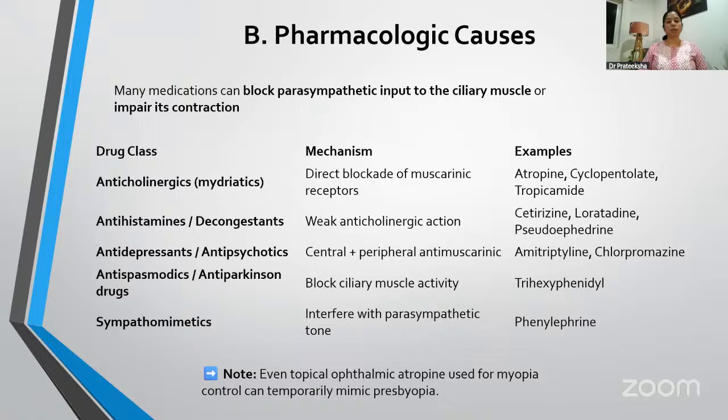Then pharmacological causes. So again, the same medications: we have anticholinergics, antihistamines, which are taken in the form of decongestants, especially in kids. Then we have antidepressants, antispasmodics, and sympathomimetics. Even topical ophthalmic atropine for myopia can temporarily mimic presbyopia.